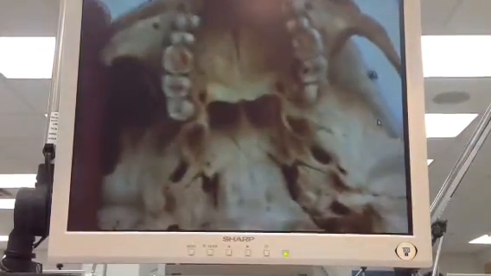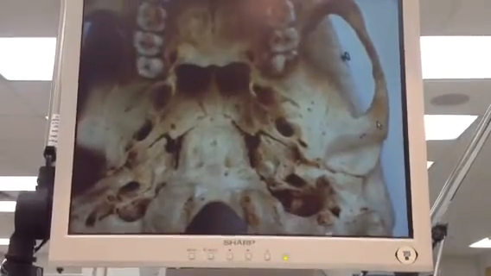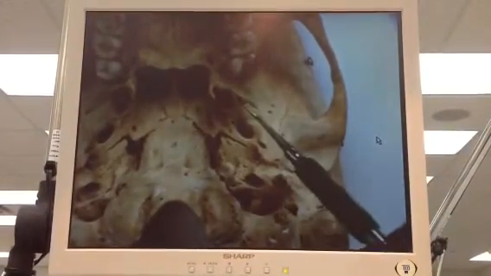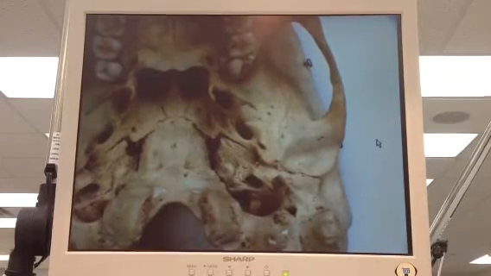Now, looking at it from this view, here is lateral pterygoid plate. Let me focus this a little bit.